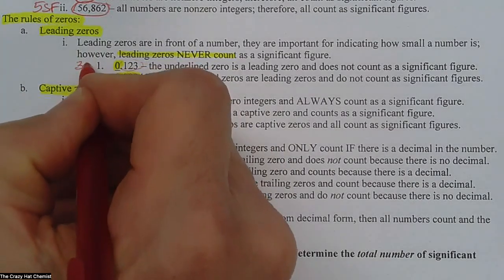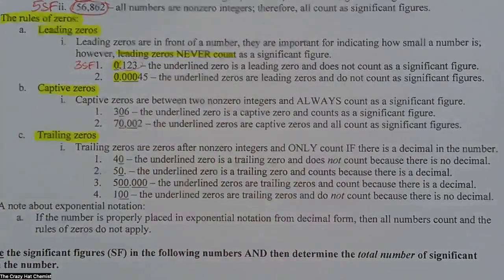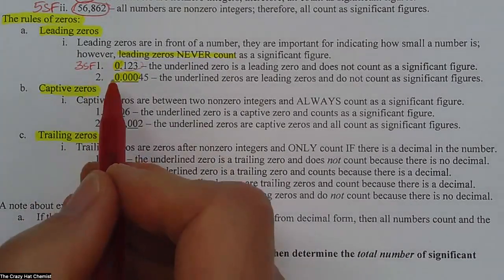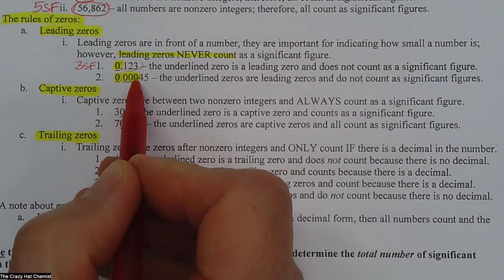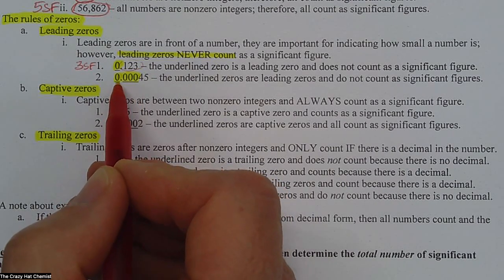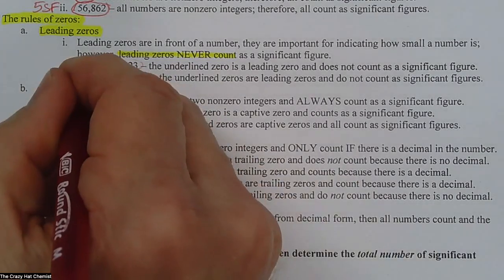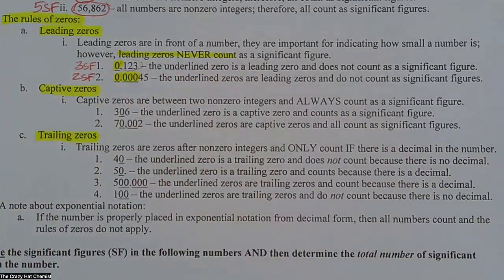0.0045, there are 2 significant figures. This zero, this zero, this zero, and this zero, the highlighted zeros here, do not count because they're leading zeros. This 4 and 5 are non-zero integers. They count. This number has 2 significant figures in it. Then we have captive zeros.